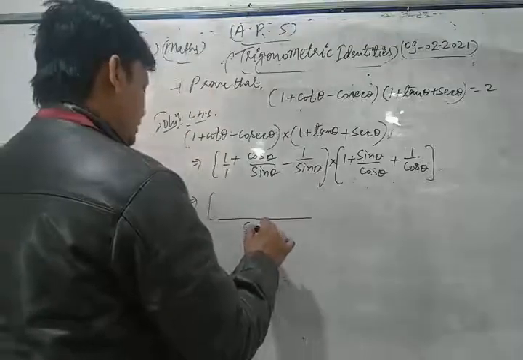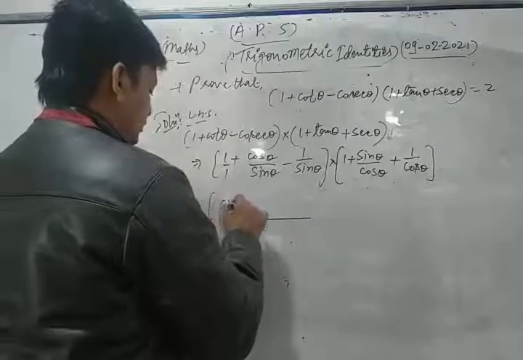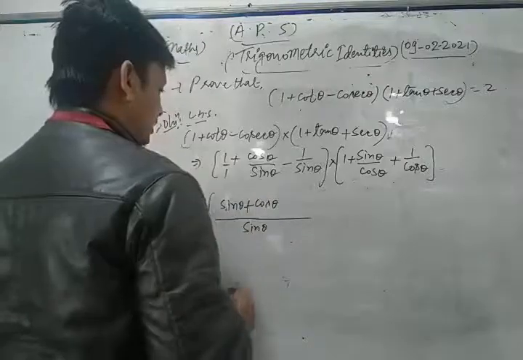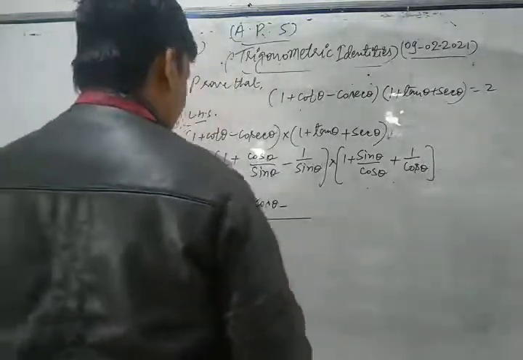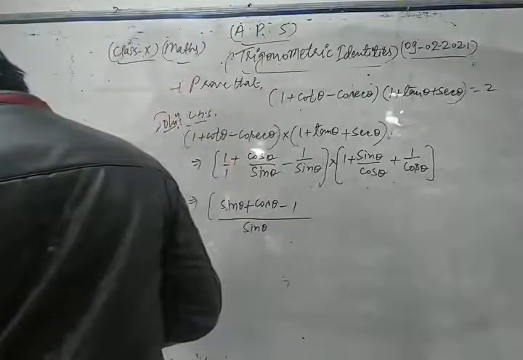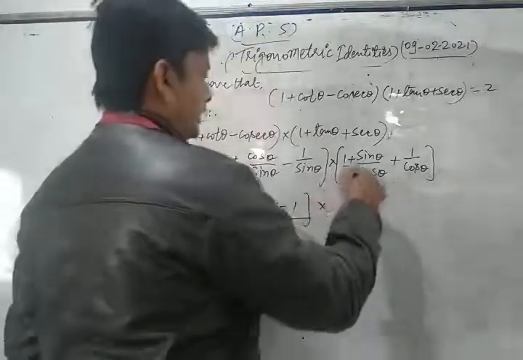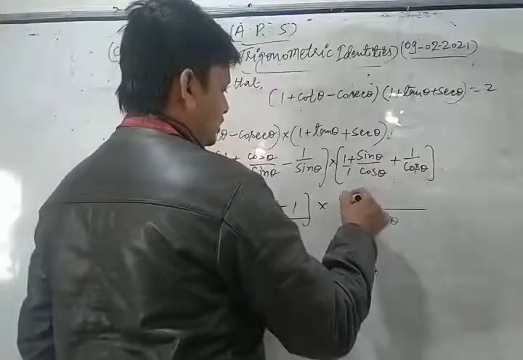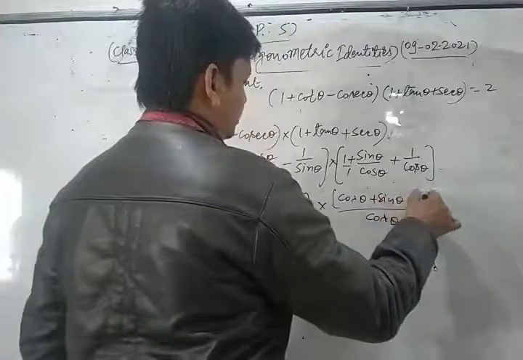We take sin theta as LCM, so we get sin theta plus cos theta minus 1. Now, in another bracket, we take cos theta as LCM. So we get cos theta plus sin theta plus 1.